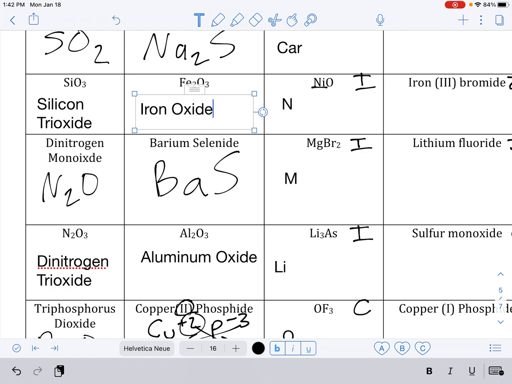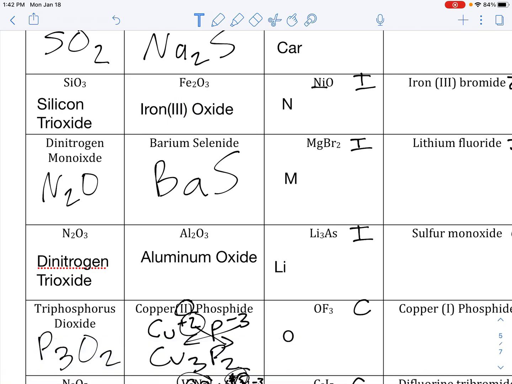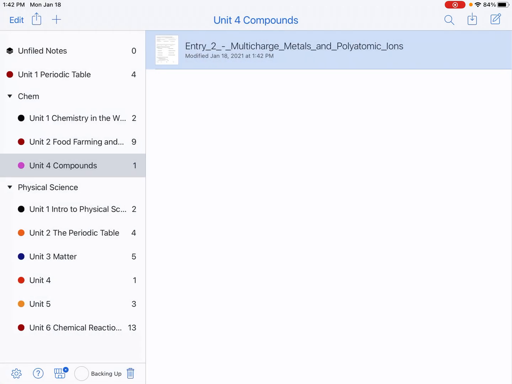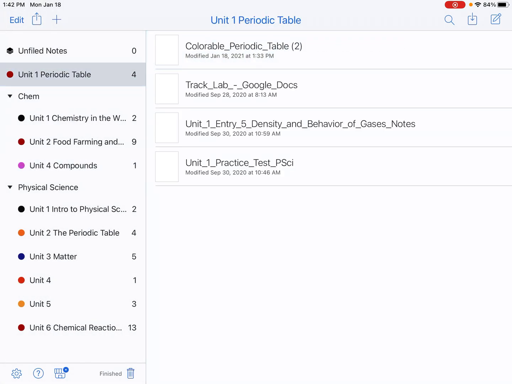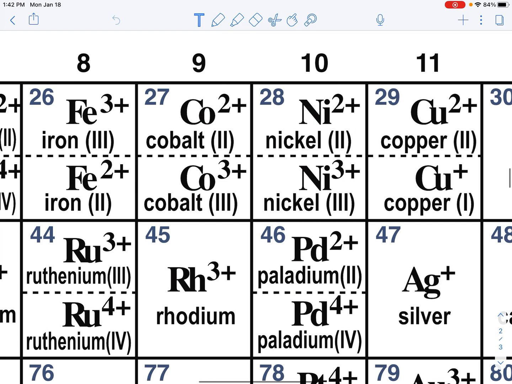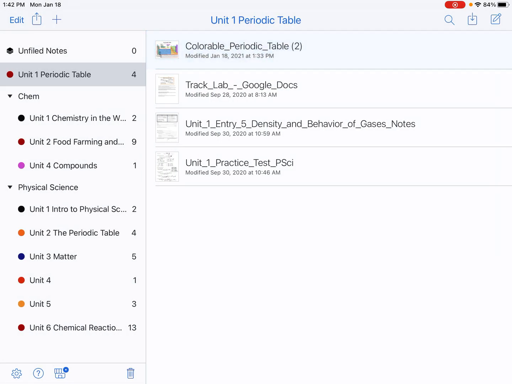And then what I have to decide is, do I need parentheses? The answer is yes, and the parentheses will be a 3. But let's go look at the periodic table. Okay, so all I do for the metal is decide, do I need parentheses? Let's go look at it on the periodic table. Iron can be a 2 or a 3, so I have to decide.